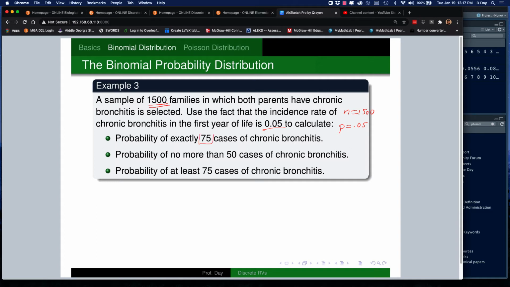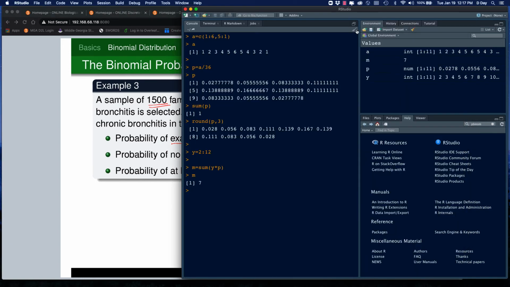So I'm going to do all this in R rather than writing it out. The R solutions will be in the R code only file that I've put in there too, so you can see them there. But let's just do these in R so I can save us some time from having to write things out. So the first thing I want to do is find exactly 75 cases. Let me clear out my stuff from earlier.